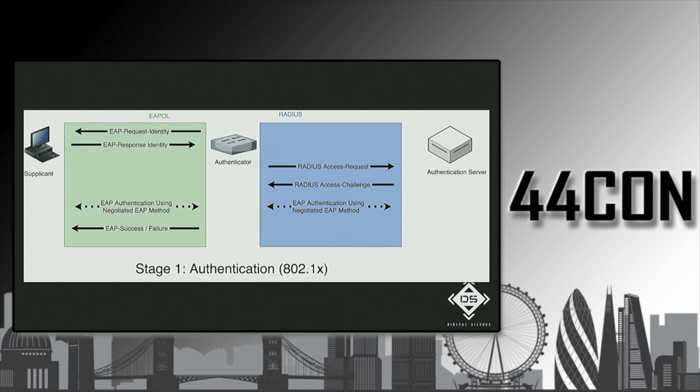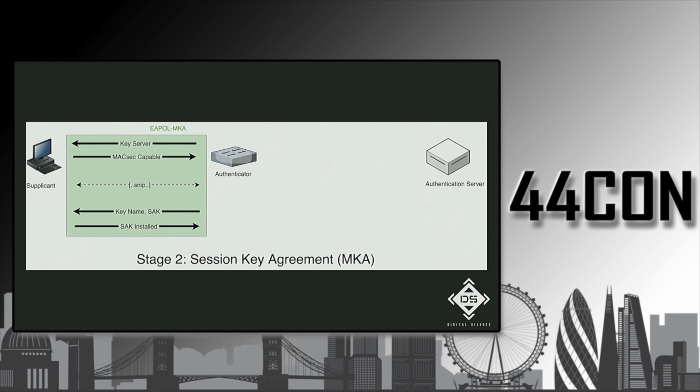The authentication stage is, to all intents and purposes, pretty much 802.1x as we described previously. You have your initiation, your initialization, your negotiation, you pick an EAP method that works with whatever you're doing, and then you perform authentication. And if it's successful, you move on to stage 2, where you have the session key agreement, which actually isn't horribly relevant to the bypass, believe it or not, but that we're going to do later.